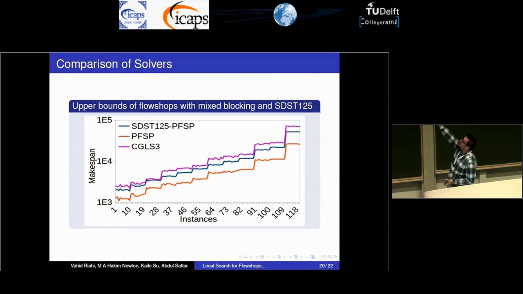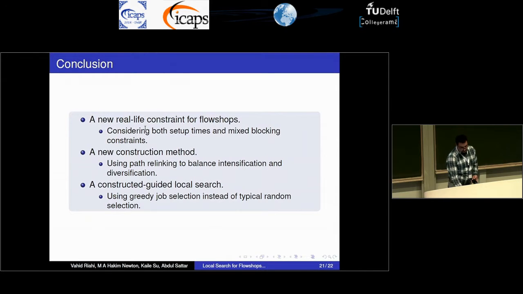The red one is for Flowshop without any constraint, the blue one is Flowshop with sequence-dependent setup time, and the purple is CGLS3. Note that our CGLS3 is Flowshop with sequence-dependent setup time and blocking. So when you have no blocking, purple would convert to the blue one. We know that our optimal solution would be between purple and blue, so it shows how close our algorithm is to the best known solutions and the optimal solution.